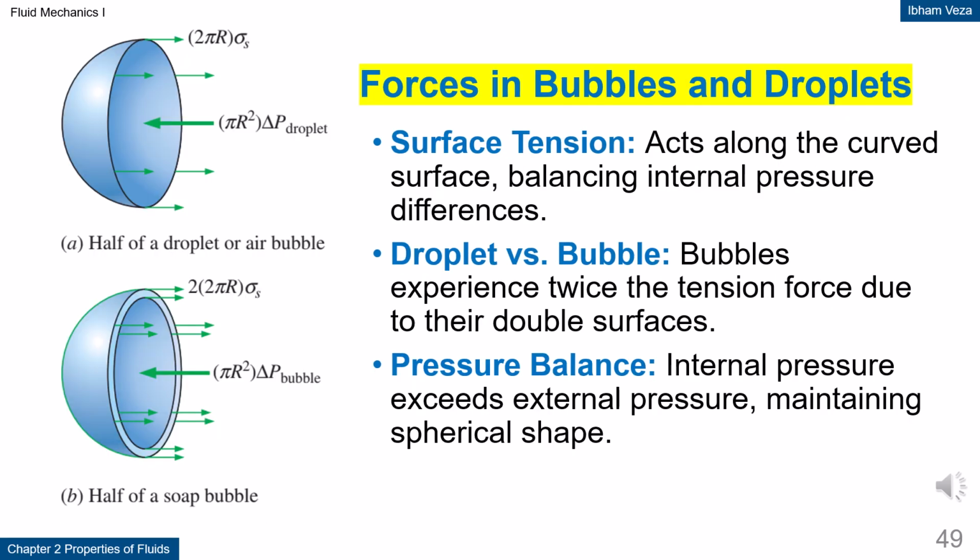Forces in bubbles and droplets. Surface tension acts along the curved surface. A bubble has two surfaces, so the surface tension effect is doubled. As a result, the pressure inside the bubble is higher than the outside pressure. This force balance is what maintains the nearly spherical shape. This concept is important in understanding emulsions, foams, and two-phase processes.